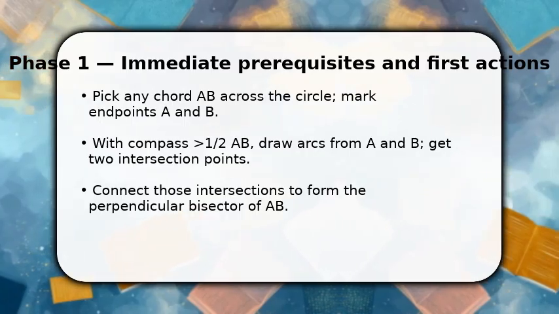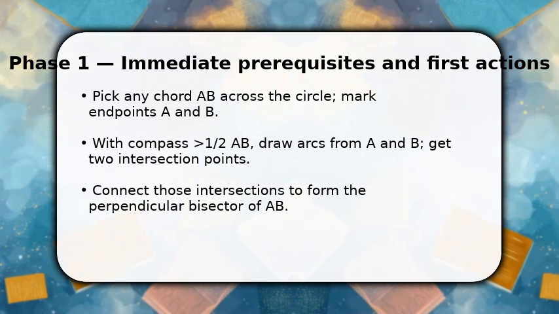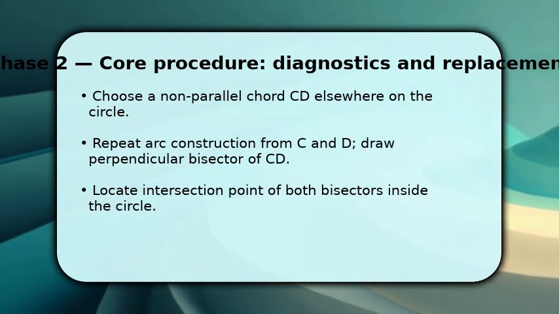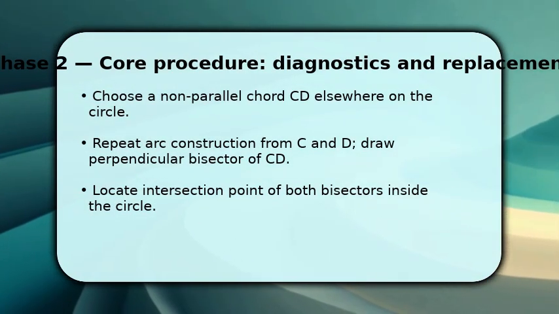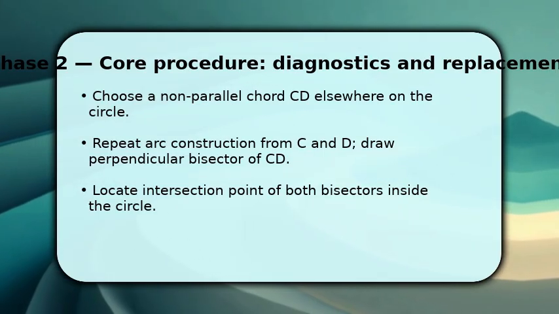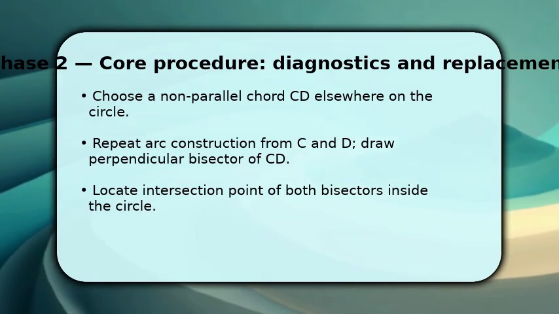Once done, move to a second, different chord to repeat the process. Next, pick a chord CD that is not parallel to AB and repeat the same arc method. Set the compass to a radius slightly larger than 1/2 of CD, draw arcs from C and D, and connect their intersections to form CD's perpendicular bisector.